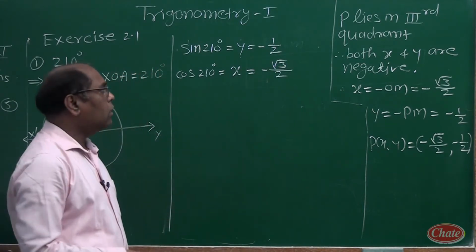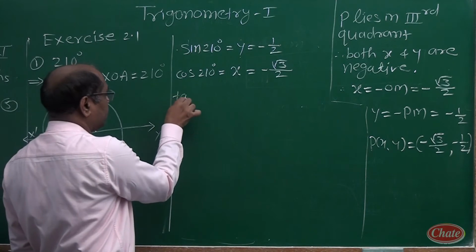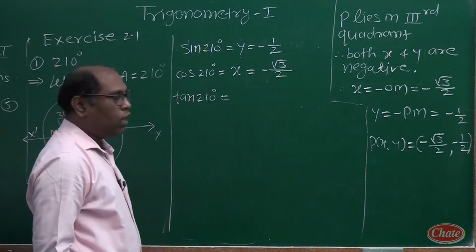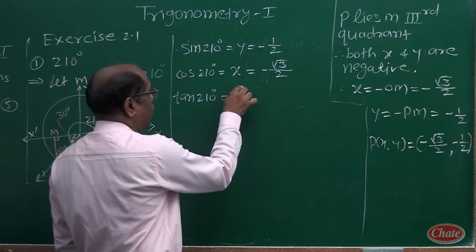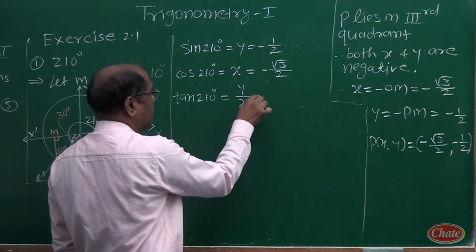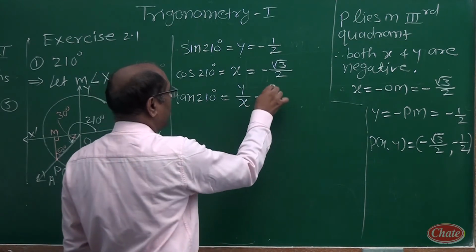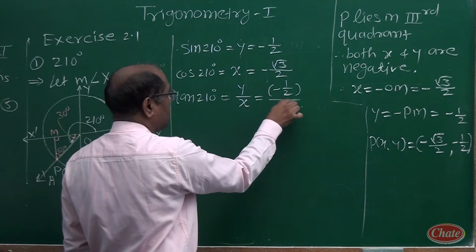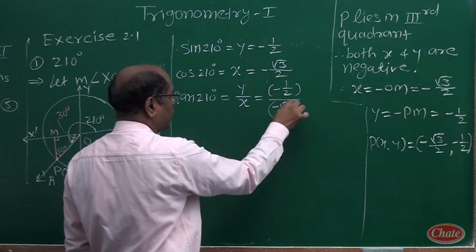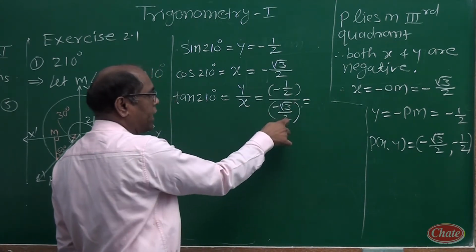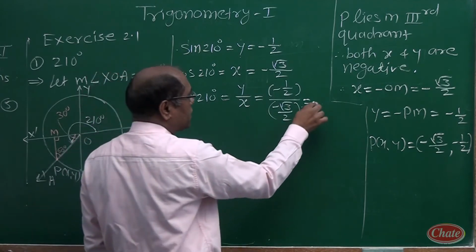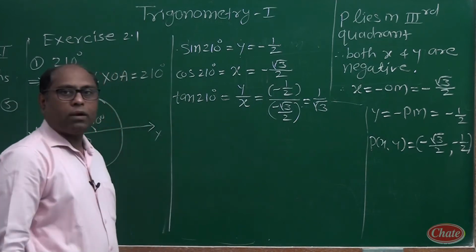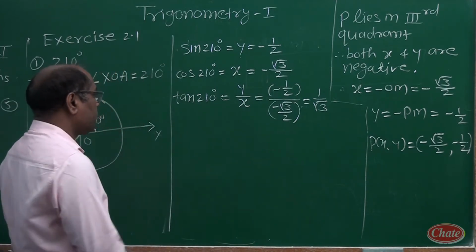Then tan of 210 degree is equal to y upon x. What is the value of y? Minus 1 by 2. The value of x is minus root 3 upon 2. So here the 2 cancels, minus minus cancels, so that will be 1 upon root 3. That is equal to 1 upon root 3.